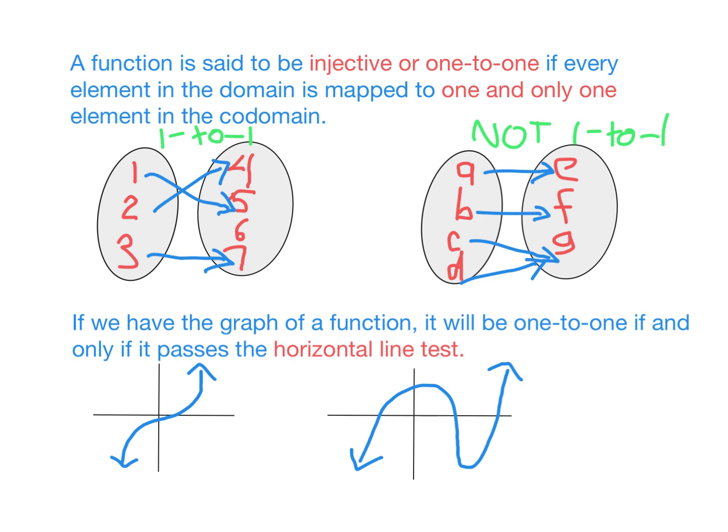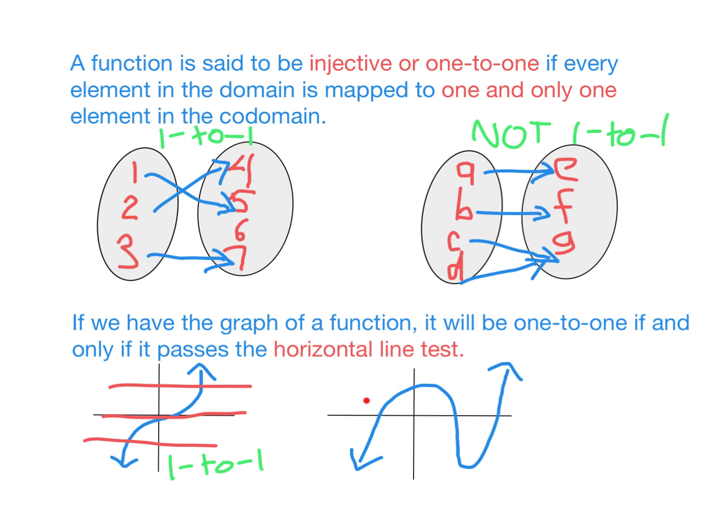Now, if we have the graphs of a function, it's really easy to see whether or not it's injective. We use the horizontal line test. You've seen before the vertical line test. The horizontal line test works in a similar way. Is it possible to draw a horizontal line that hits the graph more than once? You'll see here that I cannot draw a horizontal line that hits this blue graph more than once. If you can't draw such a line, then the function is one-to-one. It passes the horizontal line test.